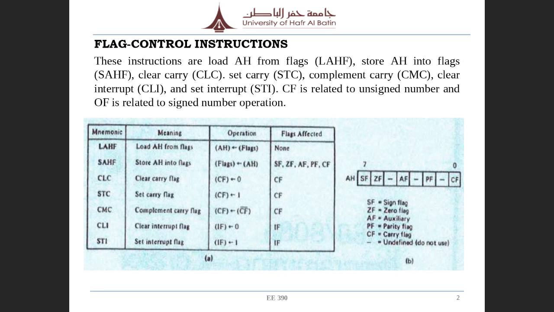Then we can check the different bits. These are the lower 8 bits, the lower byte of the flag register: carry flag, then undefined, parity flag, undefined, auxiliary flag, then undefined, then zero flag and sign flag. This is the lower 8 bits. By using this instruction, we can load these 8 bits to AH.